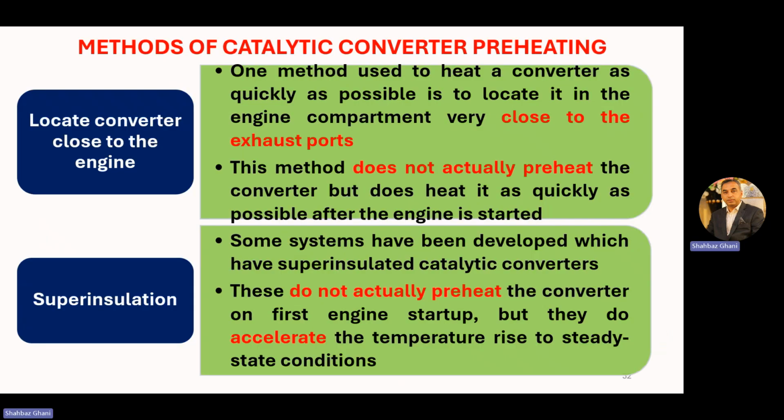Now, methods of catalytic converter preheating. There are 6 methods. Let's see. First, locate the converter close to the engine. One method used to heat a converter as quickly as possible is to locate it in the engine compartment very close to the exhaust ports, so that we get the normal operating temperature of the catalytic converter.